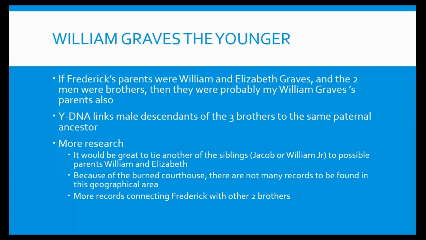And sometimes when you start writing your genealogical proof argument, you start noticing some holes in your research and you decide you want to do more research. So it's possible that when I start writing out my proofs and my arguments, I will think to myself, oh, maybe I haven't quite proved this yet. It would be great to find another of the siblings. If I could tie Jacob to this couple, to William and Elizabeth.